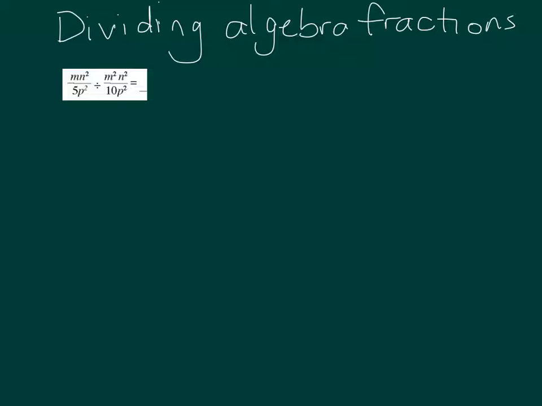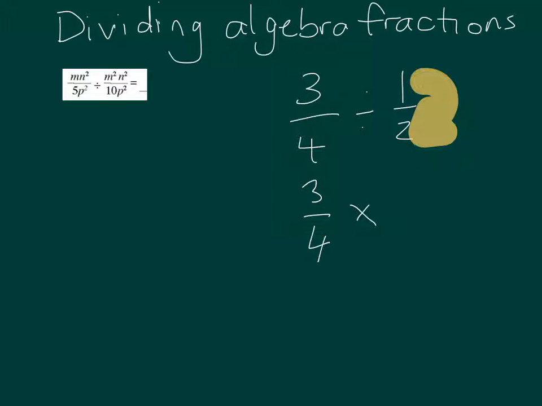And you remember, if you're dealing with numeric fractions, if you had, say, something like 3/4 divided by 1/2, the first thing you do is that you change your divided by to a times. And so you go 3/4 times, and then you flip your second fraction. Okay, so what we're going to do now is do the same thing. So if we flip that second fraction, we end up with 2/1.